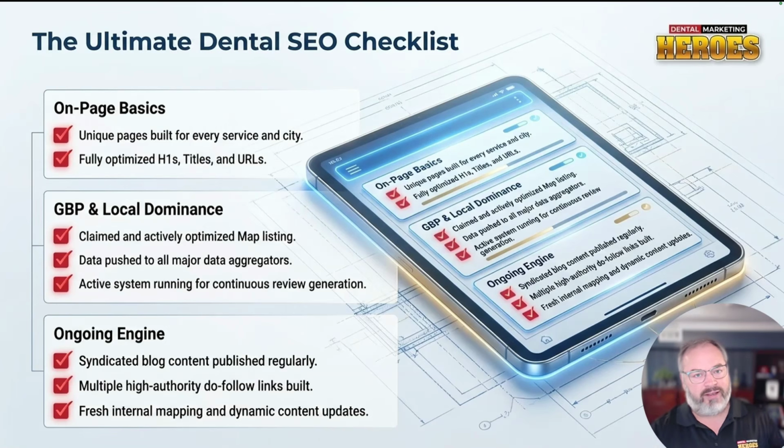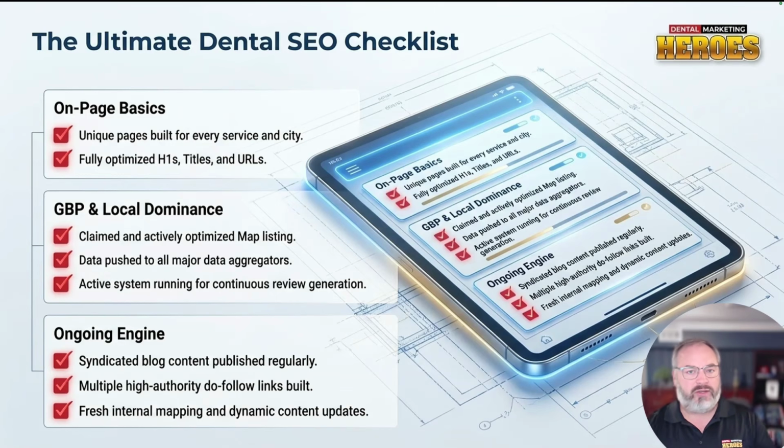You need to have an active system running for continuous review generation. You can do this through your dental practice management software, but then you should also augment it with a marketing automation system outside of that, which can be synchronized with your PMS system.